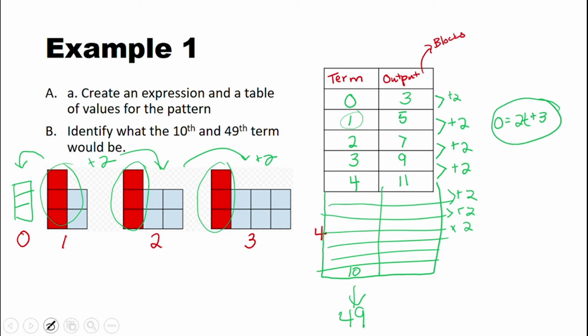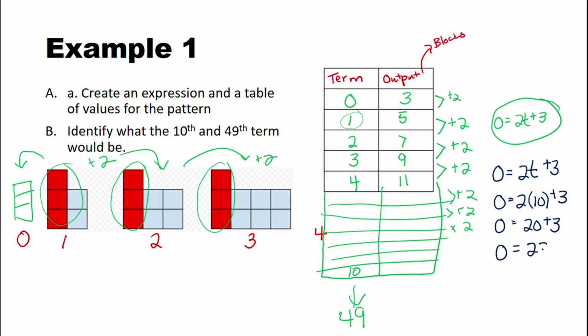So what we could do is treat it like what we were doing in algebra. So if I want to know what the output is, I simply say, well, it's 2 times the term number plus 3 that I started with. So the output is 2, and let's do the 10th. So 2 times 10 plus the 3 that I started with. So output is 20 plus the 3, so the output would be 23. So the 10th term is 23.